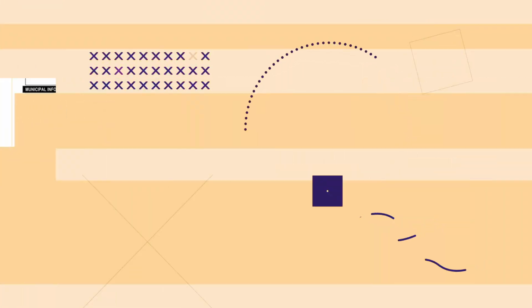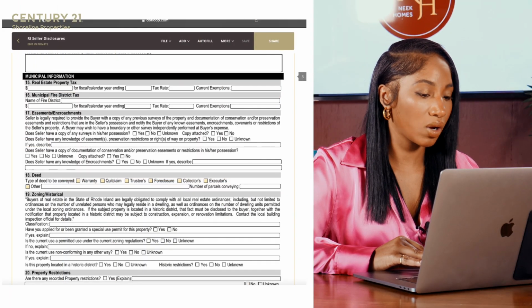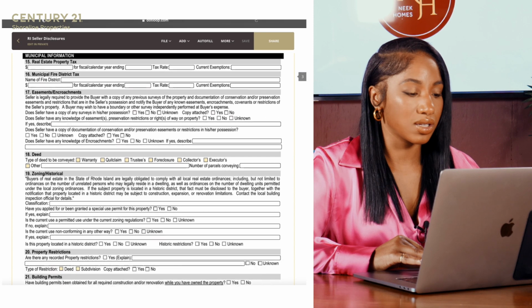And then you're also going to list what your taxes were last year. Fire taxes. Are there any easements? Does any of your neighbors have any rights to any parts of your property? The deed, is it a warranty deed? Is it a quitclaim deed, trustee? You're going to list all that.